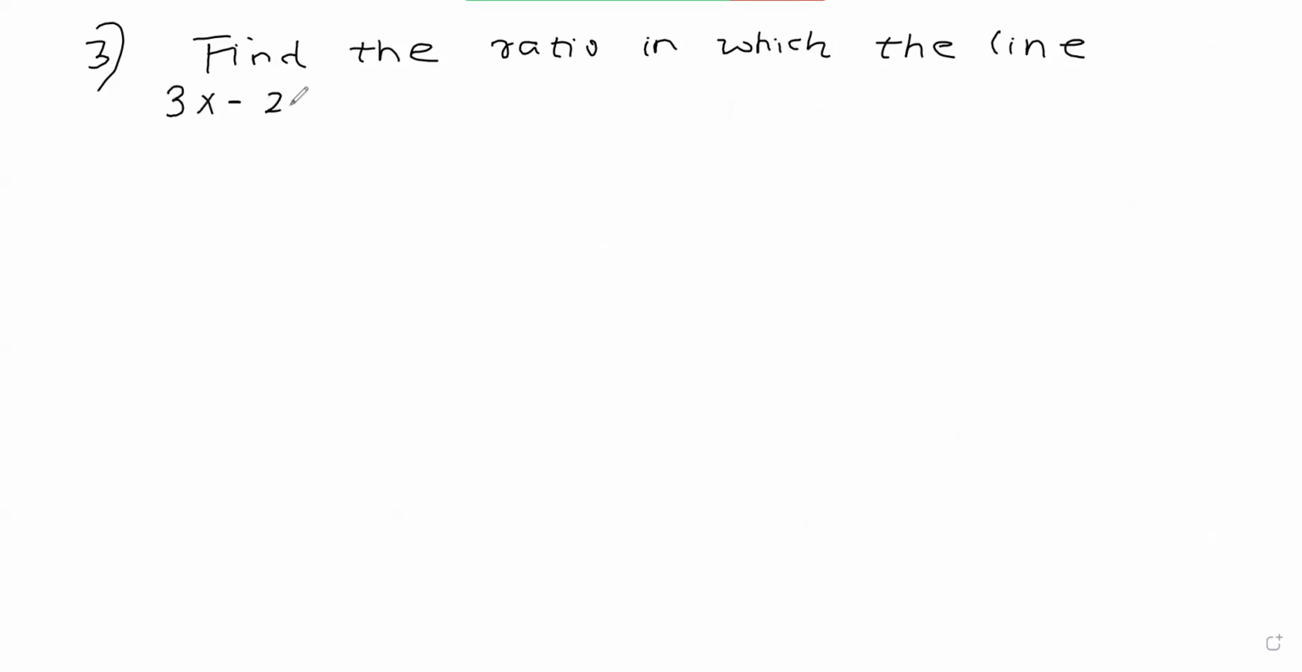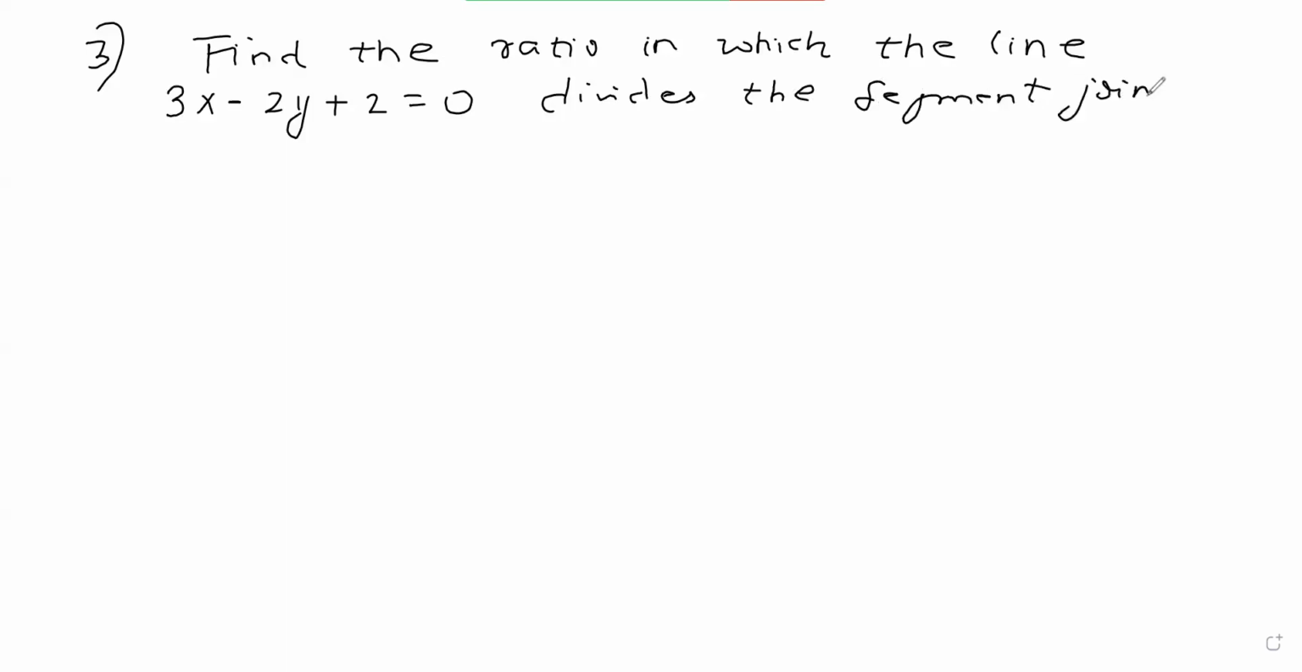Let's look at problem number 3. Find the ratio in which the line 3x minus 2y plus 2 equal to 0 divides the segment joining the points 4, 2 and 1, 5.